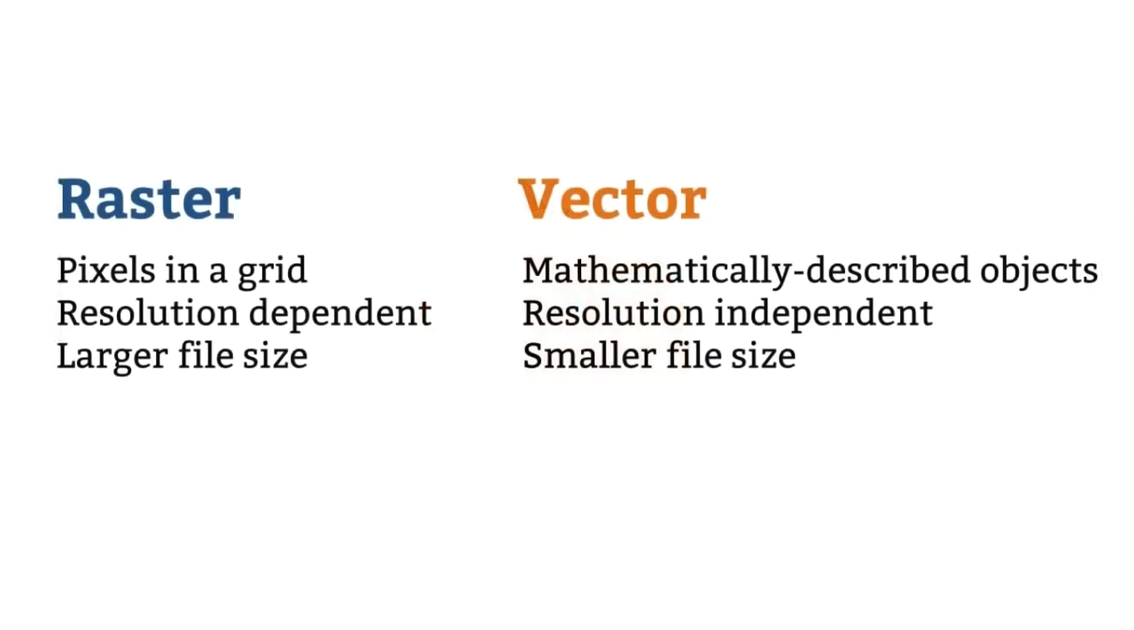To review, raster files are made up of pixels arranged in a grid. Vectors are mathematically described objects. Rasters have a specific resolution, which affects the quality of the image. Vectors are resolution independent, meaning they look good at any size. And generally, raster images have a larger file size than vectors. Well, I hope this has helped you understand these two essential file formats.